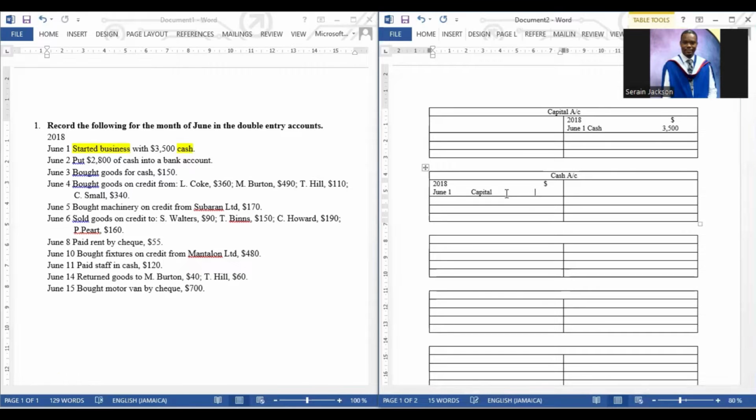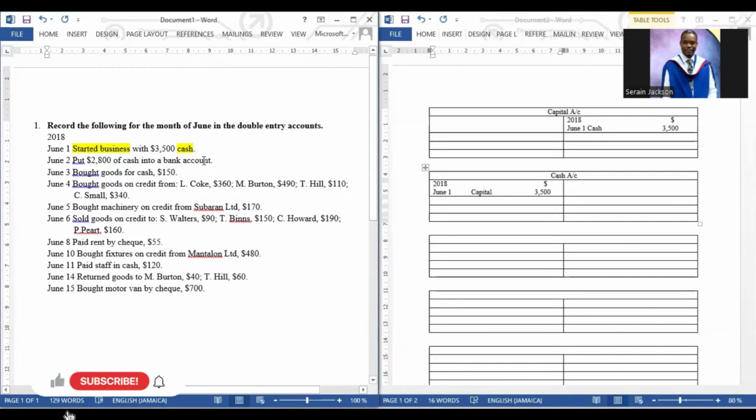And it is the same amount of money, 3,500. All right, so that's our first transaction, done and dusted. Easy one, too. All right, let's look at June 2. It says, put 2,800 of cash into a bank account.